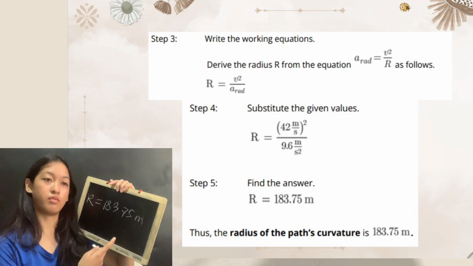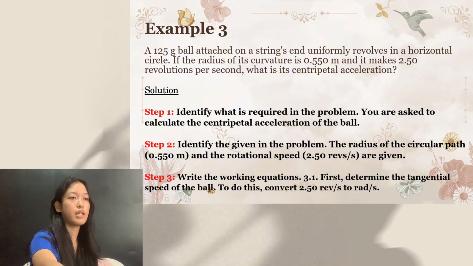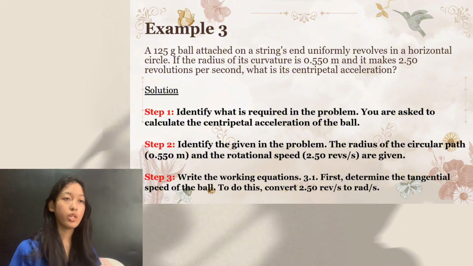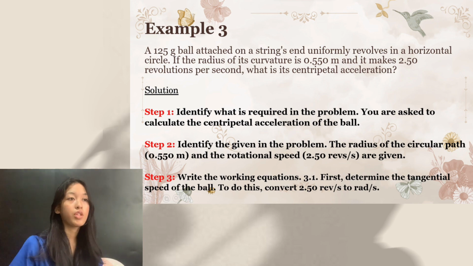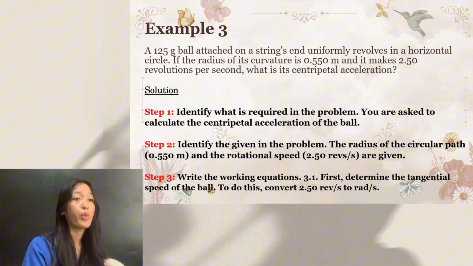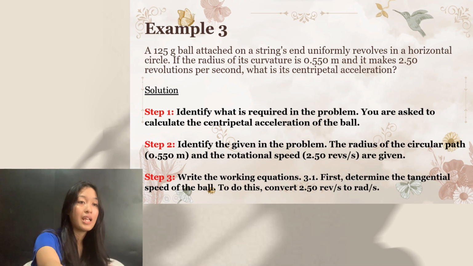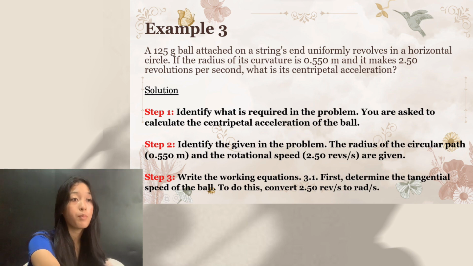So, the last example: a 125 gram ball attached to a string uniformly revolves in a horizontal circle. If the radius of its curvature is 0.550 meters and it makes 2.50 revolutions per second, what is its centripetal acceleration? Identify what is required in the problem: you are asked to calculate the centripetal acceleration of the ball. First, the given: the radius of the circular path of 0.550 meters and the rotational speed of 2.50 revolutions per second.